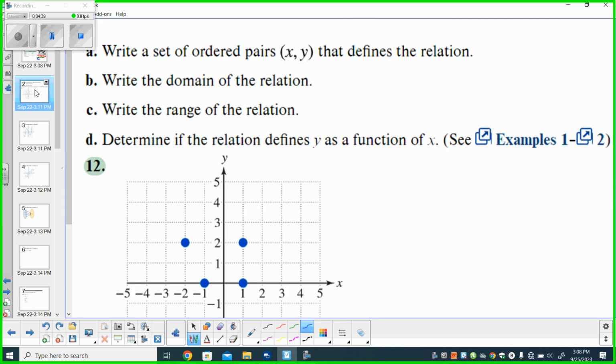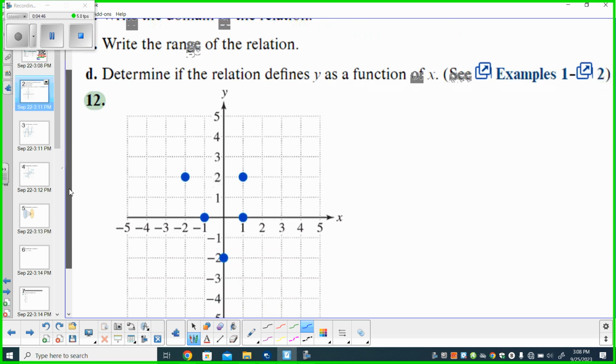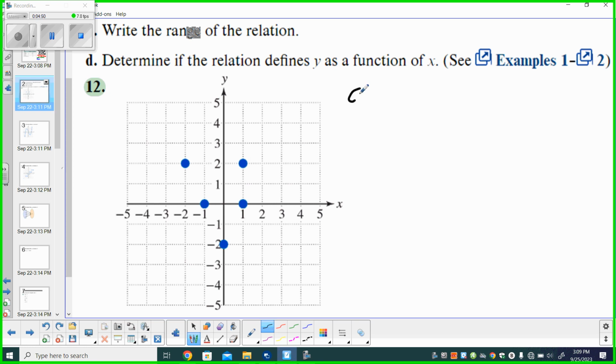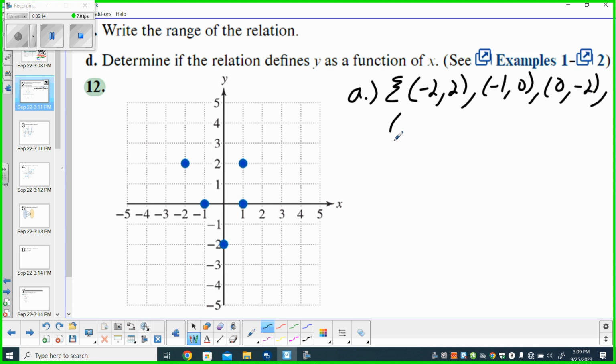The next part, again, same 4 parts, but this time represented to you as a graph with some scatter plots on it. So all we'll do first is list the ordered pairs. Best way to do it is go from left to right. So when I write my set of ordered pairs, I see I'm at -2, comma 2. -1, comma 0, 0, comma -2, 1, comma 0, and 1, comma 2. That's best practice that I've always done, is from left to right. I don't think there's a specific way as long as you have the correct x and y with it.